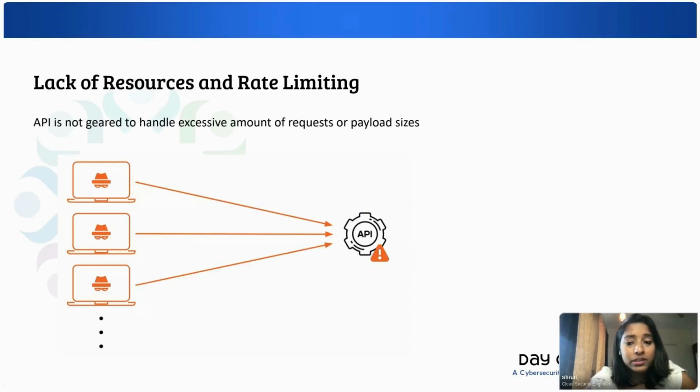The next is lack of resources and rate limiting. In this case, attackers flood the API with a huge number of requests, and since the API is not ready to handle this, it goes down. So let me ask you this: can anyone guess what attack it is? Okay, let me put a poll for this. Can you let me know what type of attack it was? Here the API is attacked with a huge number of requests, and the API is not ready to handle this.